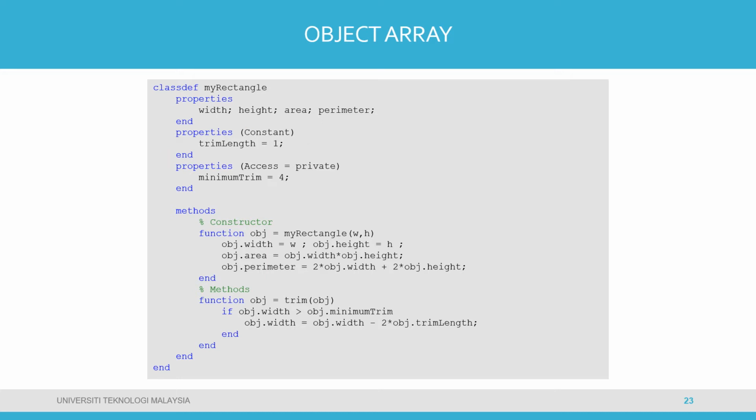Next task is the private attribute access. So basically you cannot see these properties. So minimum trim. Minimum trim properties is 4. So basically if you don't want people to see the properties, you just put access equals to private. Don't forget A is capital letter, and don't forget the N. So basically you have listed down all the properties in the class here.